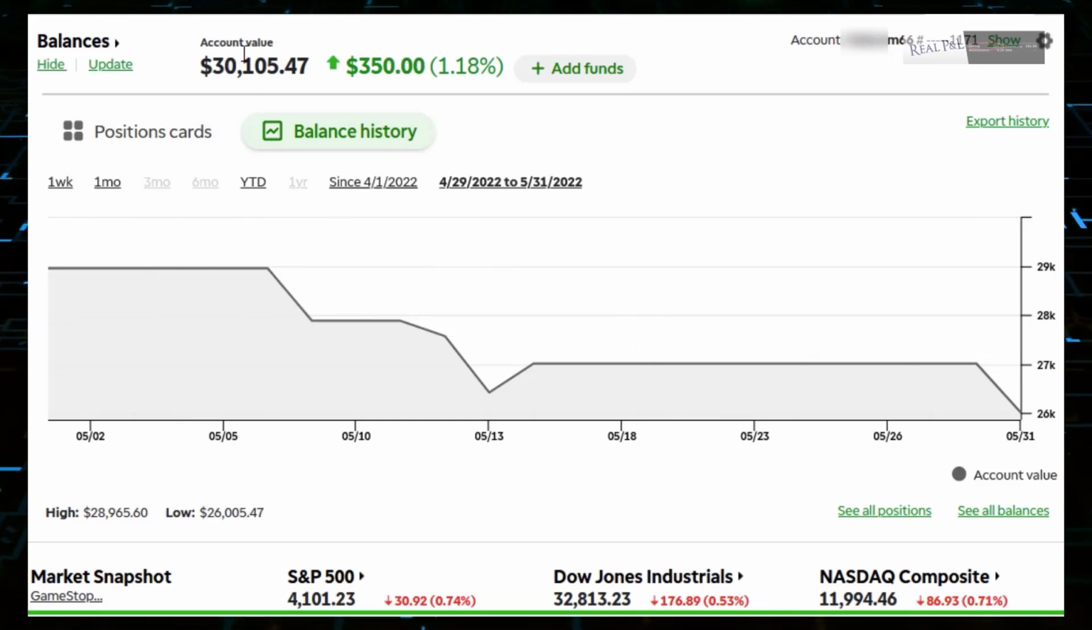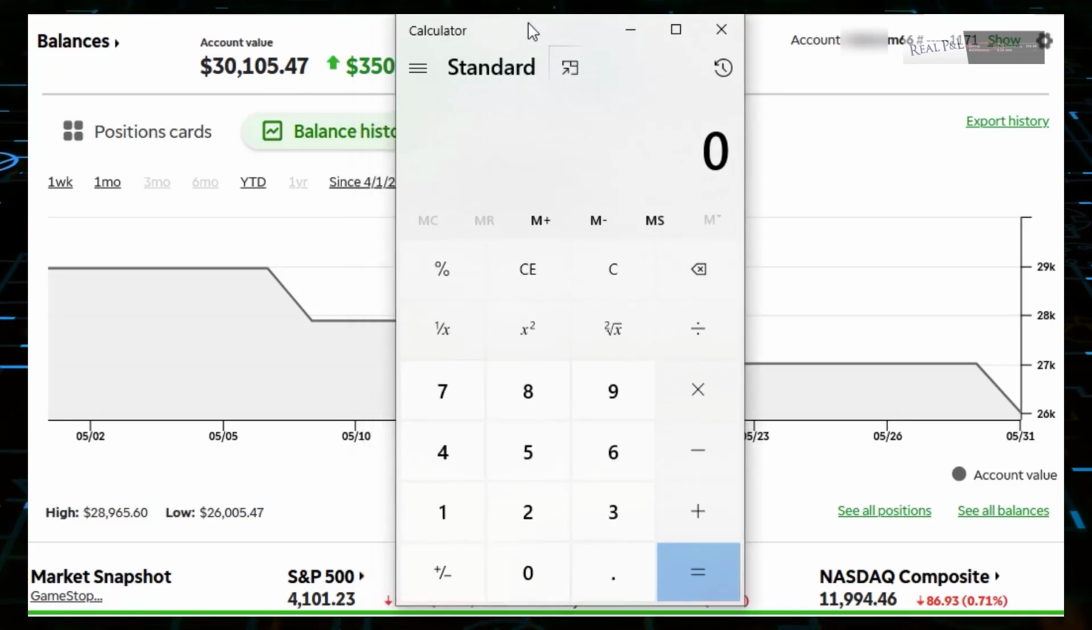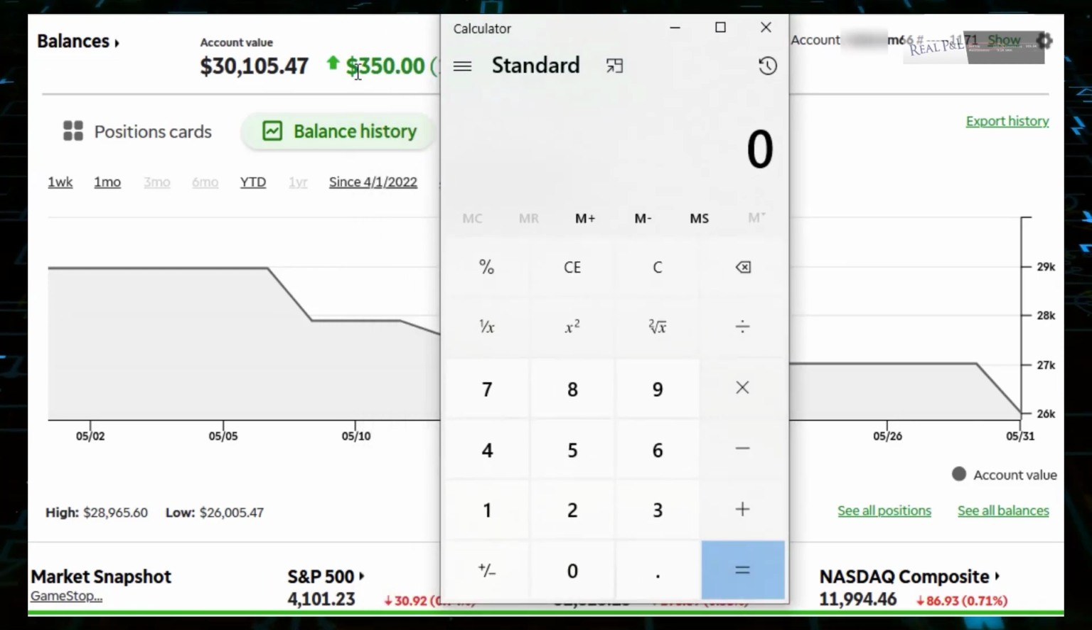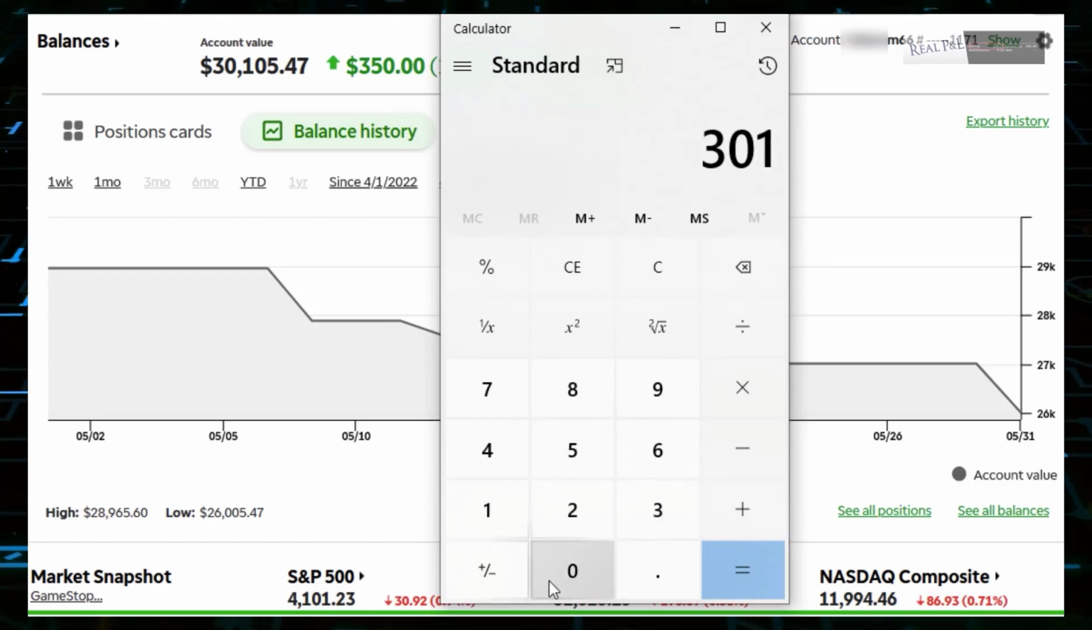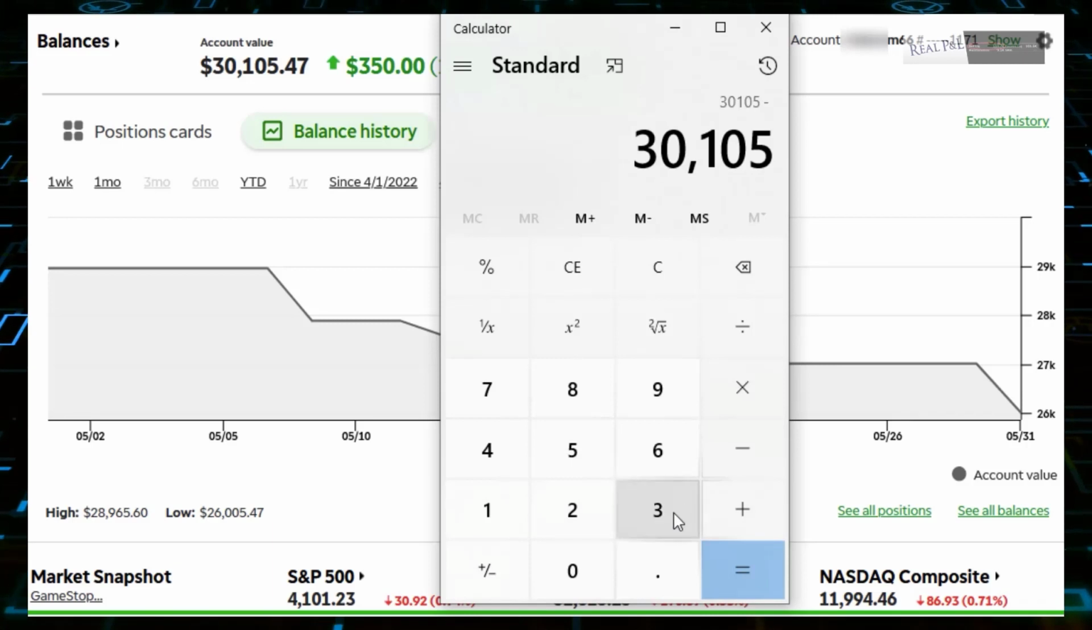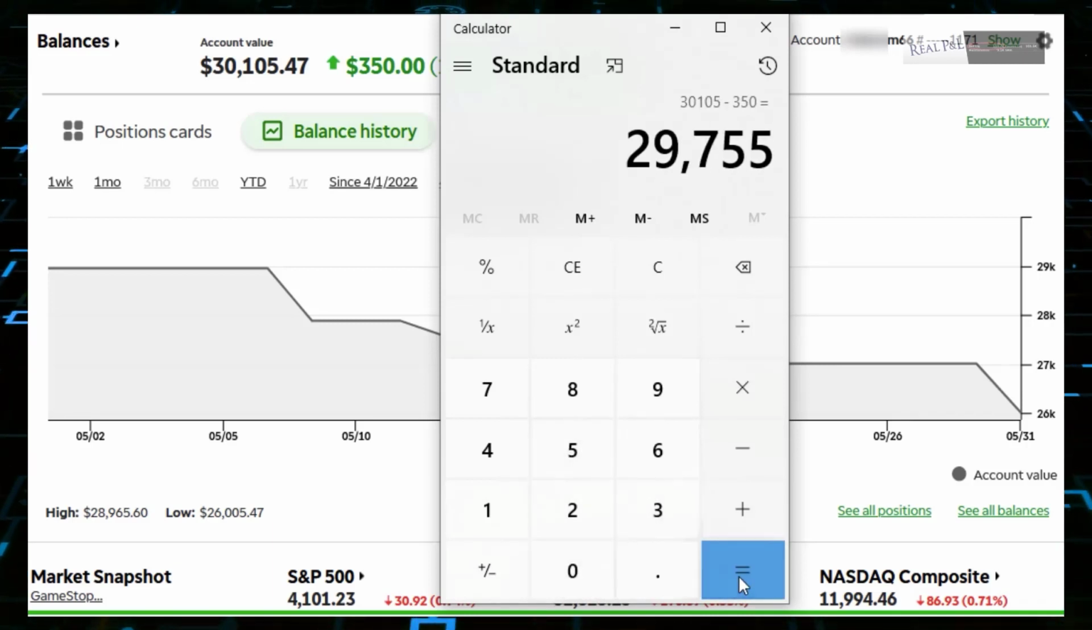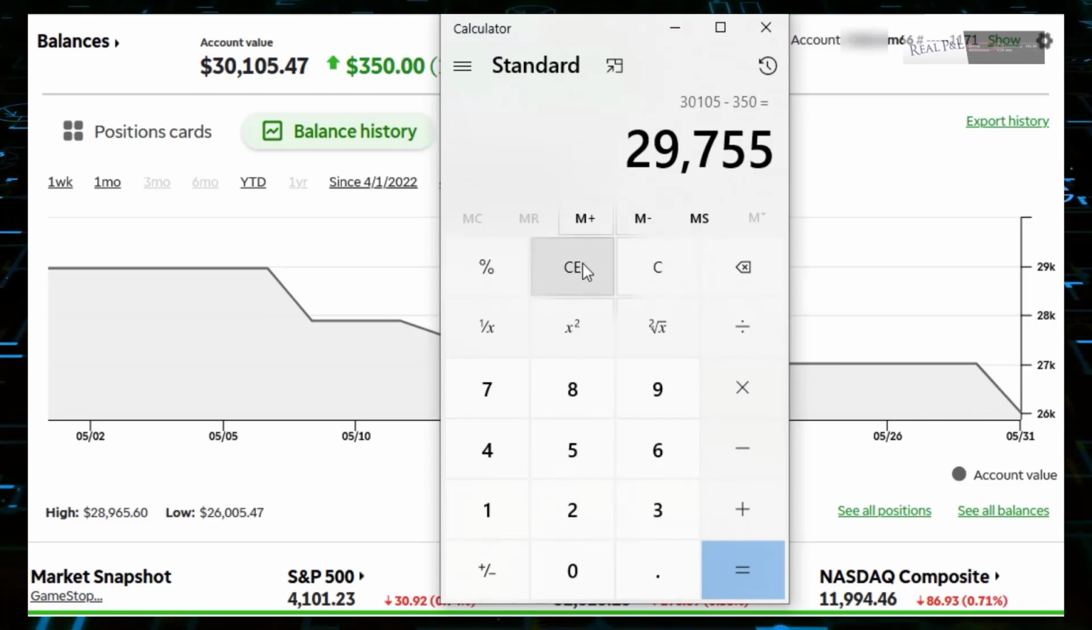But if you take this number right here and subtract how much money we made today, that 30,105 minus the 350, let's do some math, because we can do some accurate numbers with these numbers up top. 30,105 minus $350 is the profit for today. So 29,755. Okay, that's the realistic ending balance.